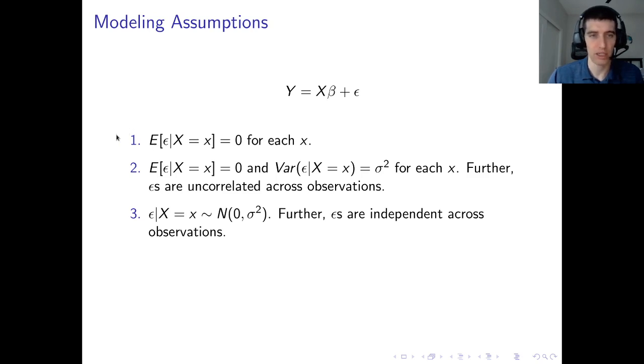The first one being epsilon has mean 0 for each x. Second one, epsilon has mean 0, constant variance. We also have this uncorrelated assumption. And then the third one, epsilon is normally distributed with mean 0, constant variance. This statement is independent of x. And then further, the epsilons are independent across the observations. Okay, so we go from uncorrelated epsilons across observations to independent.